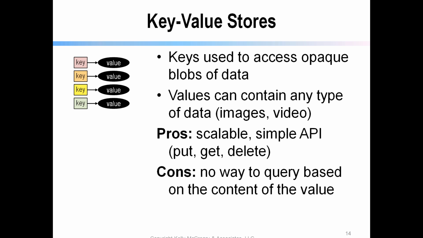And when I say opaque, the value is something that you can't do queries on what's inside that value. Key value stores tend to be very, very scalable, with very simple APIs. Amazon S3 is a good example of that, and Amazon DynamoDB. But the problem with these systems is that there's no really easy way to query based on the content of your value. If it's not in the key, it's hard to get the data out.